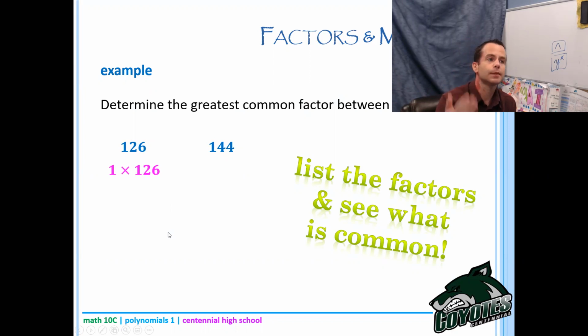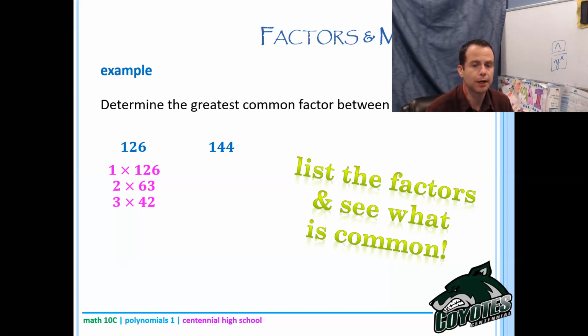Now it's 2 times something. Well, if you're not sure what that is, how do I figure that out? I just go 126 divided by 2 in my calculator. If it's a nice, friendly, natural number, I know that I found another factor. If I get some wonky decimal, then I know that 2 is not a factor and I wouldn't write 2 times anything, okay? Because it has to be natural numbers here. So 2 times 63, then I try 3 times 42.